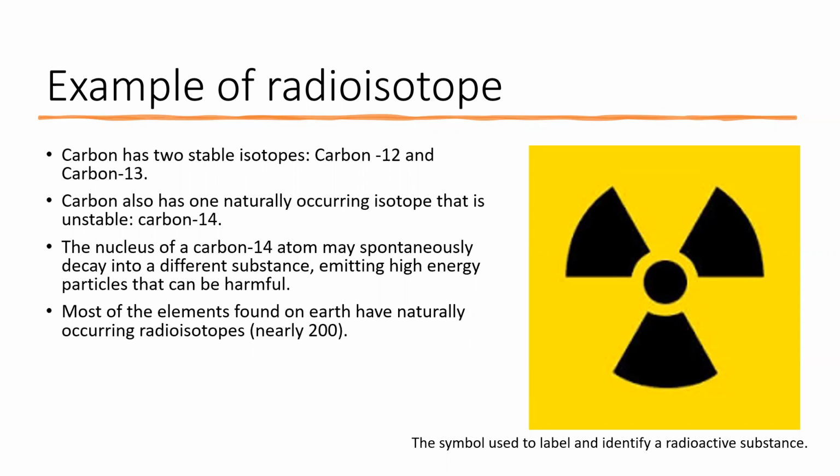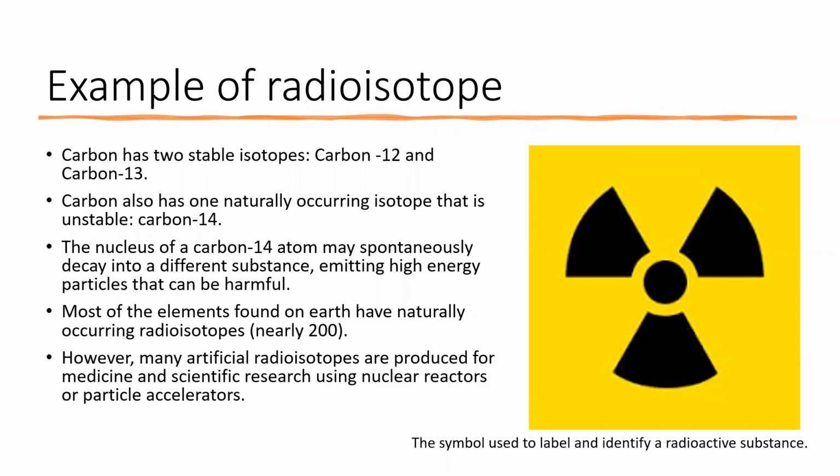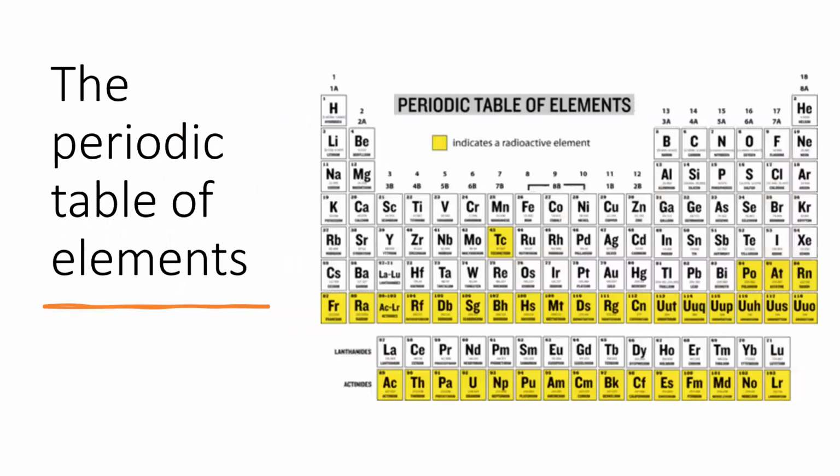Most of the elements found on Earth have naturally occurring radioisotopes, around 200. However, many artificial radioisotopes are produced for medicinal and scientific research purposes using nuclear reactors or particle accelerators. So there are naturally occurring radioisotopes, but there are also many artificially created radioisotopes for different purposes. When you look at a periodic table, I'm sure everybody has seen a periodic table of elements before, the elements which are shaded in yellow show that they are all radioactive elements. So you can see that many of the elements found in our universe are stable, but there are few which are highly radioactive, whose nuclei are very unstable.